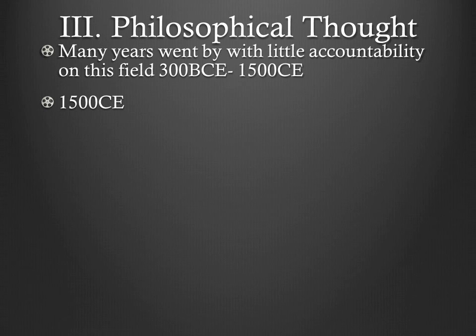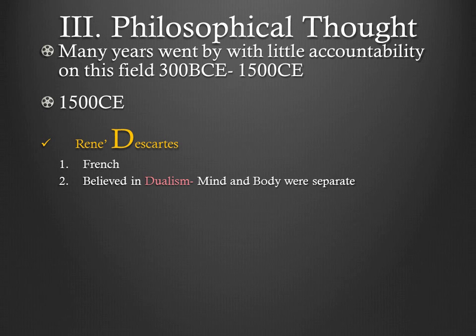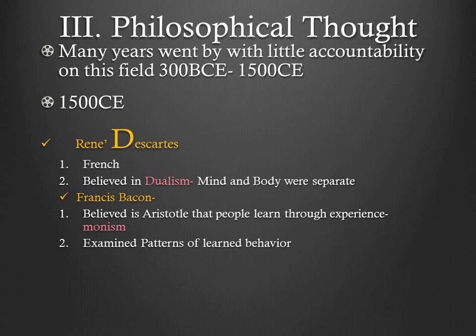About 1500 CE, you have René Descartes. René Descartes was French. He believed in many of the thoughts of Socrates and Plato. He believed that the mind and the body were separate. This is dualism. The way I remember it, Descartes and dualism both begin with D. Francis Bacon believed in Aristotle, and he believed that many people learn through experiences, which brings us back to monism. He examined patterns of learned behavior. If a person does this, they're more prone to not do it again because of some experience that they learned.